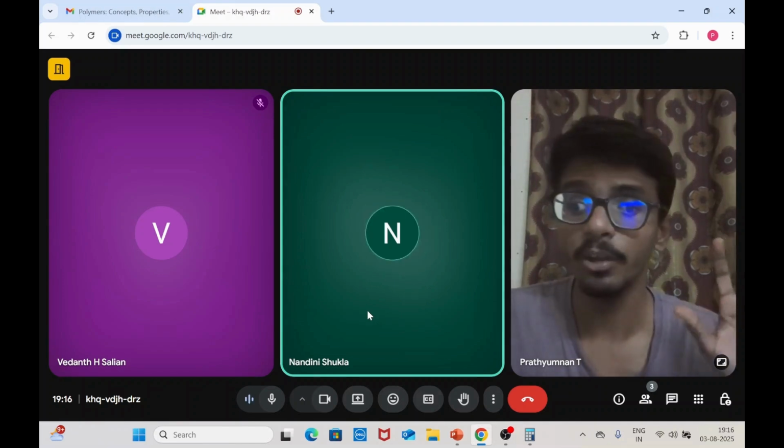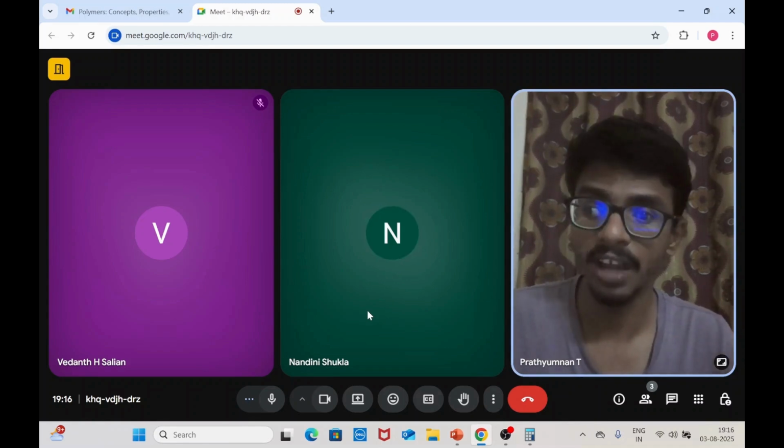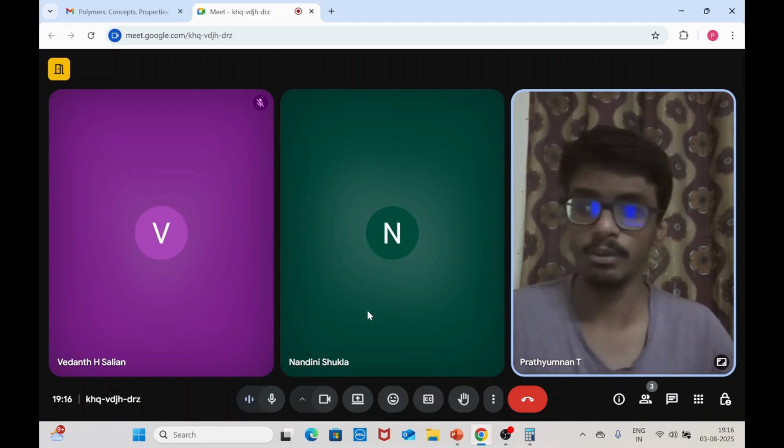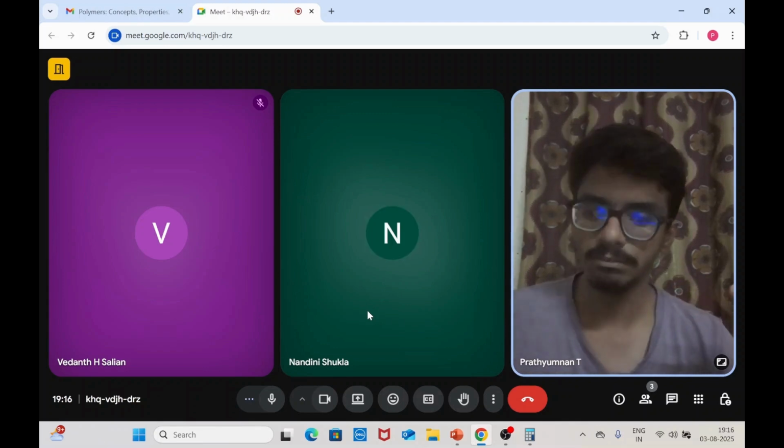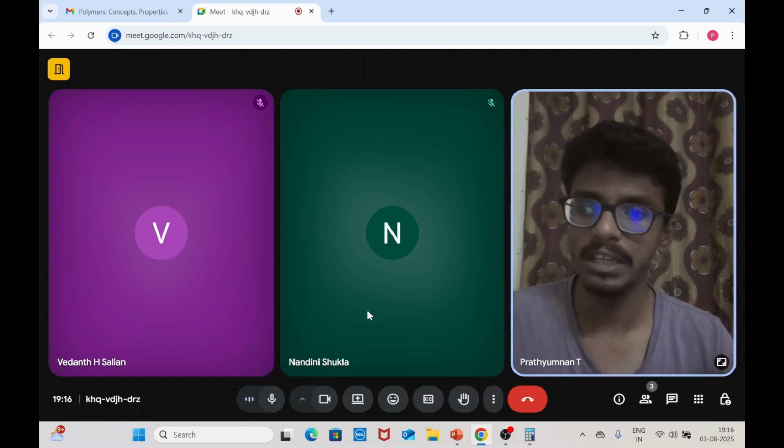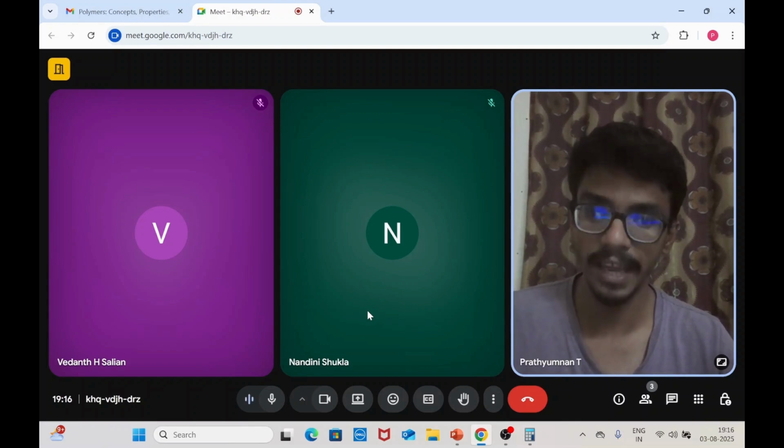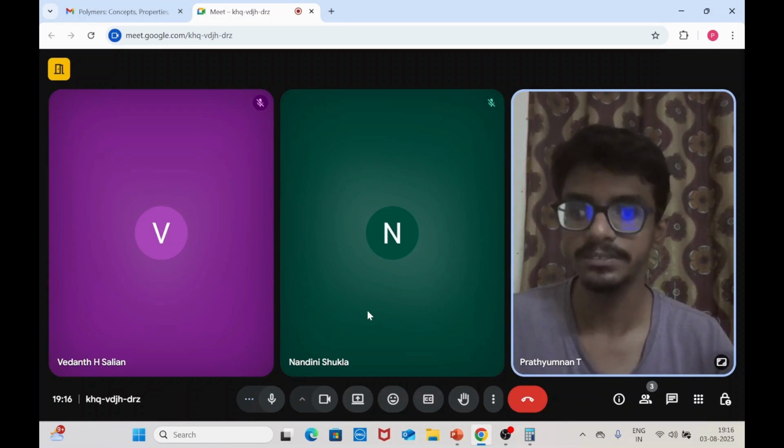No, no, no. P is the extent of reaction. How much is your monomer going to get converted? P is actually the number of functional groups that are reacted to the number of functional groups that are available for the reaction.